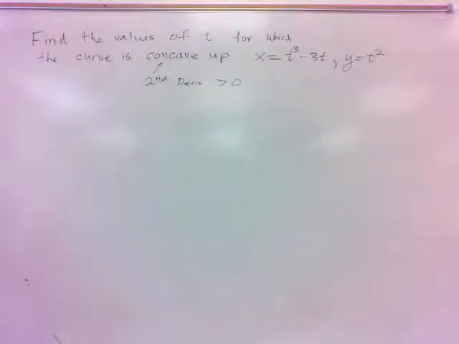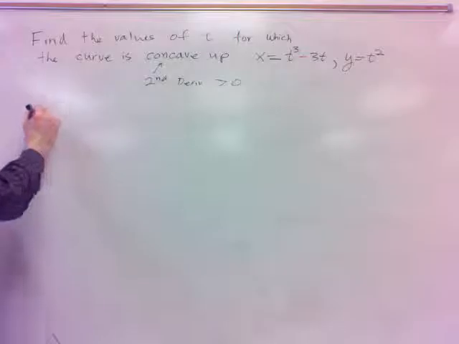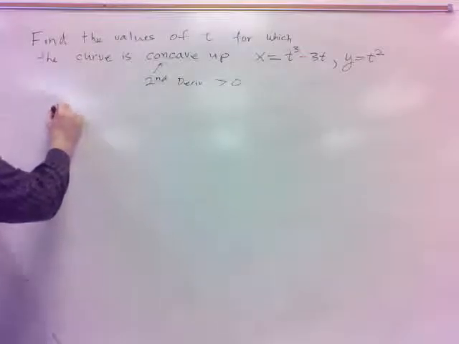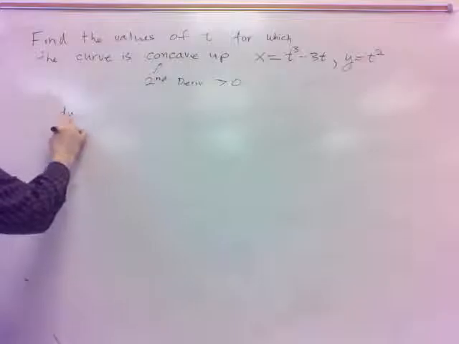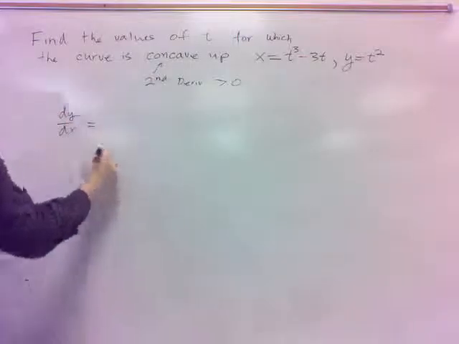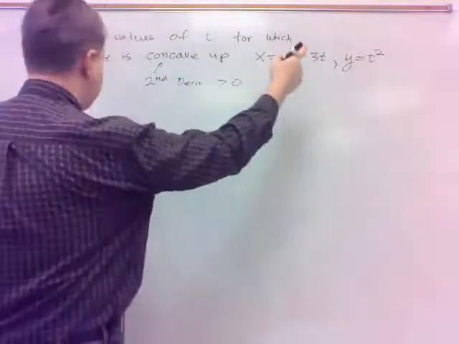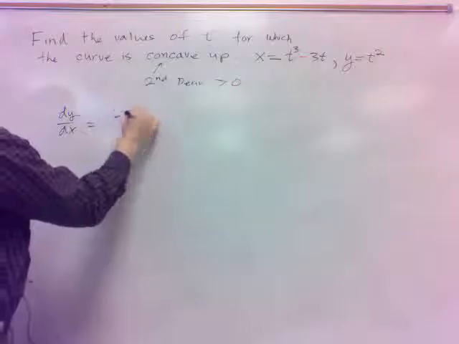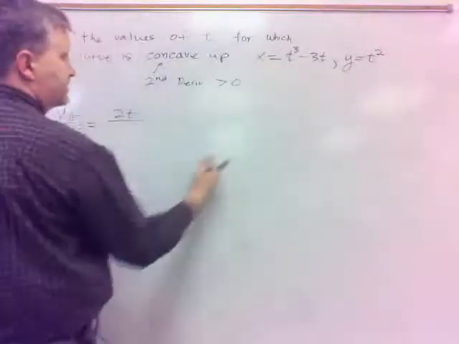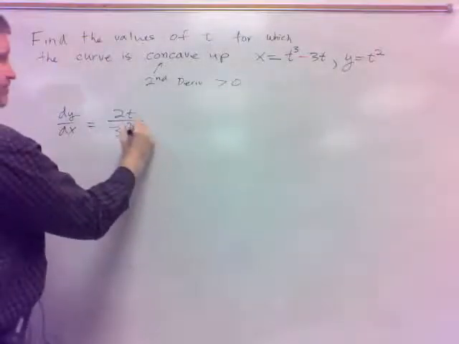All right, well, starting off, to find the second derivative we need to find the first derivative, dy/dx, y prime. In terms of parametric, you do the derivative of y, which would be 2t, over the derivative of x with respect to t, so it'll be 3t squared minus 3.